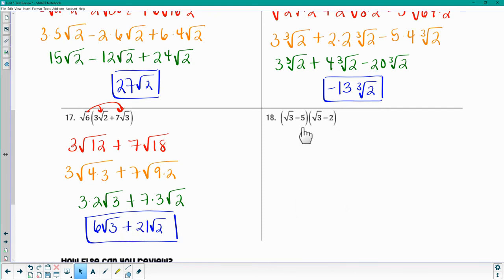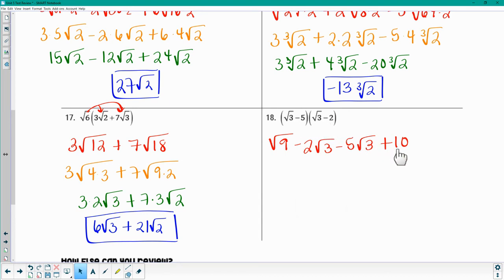Now for number 18, we are going to be distributing. So we're going to FOIL. Firsts, outsides, insides, lasts. So I went ahead and did my first round of distributing. Square root of 3 times square root of 3 becomes square root of 9. Square root of 3 times negative 2 square roots of 3, negative 5 times square root of 3, and negative 5 times negative 2 is positive 10.